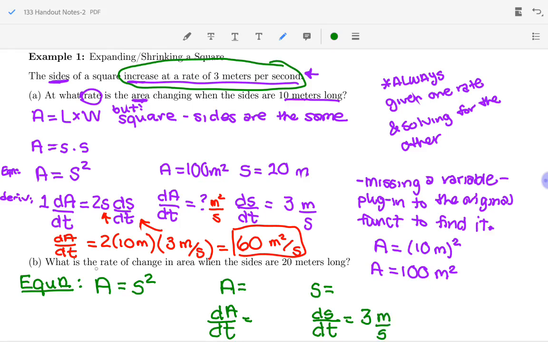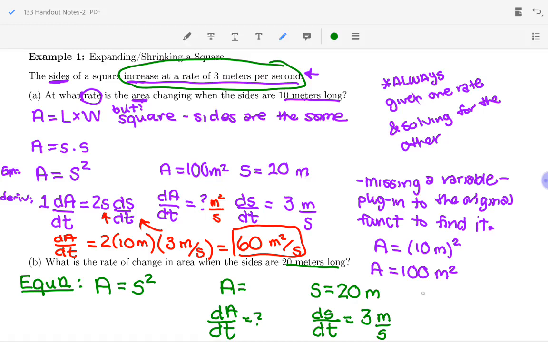The other thing we're given in part B is what rate is the area changing when the sides are 20 meters long. So we're given S is 20 meters. So we must be asked for this area. So how fast it's changing. What is the rate of change? dA dt. We're always solving for a derivative. But we're missing a variable. We might not even need to use it.